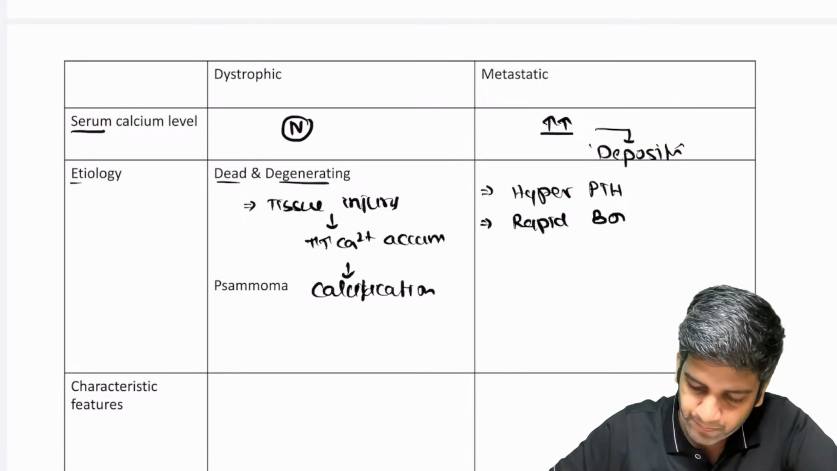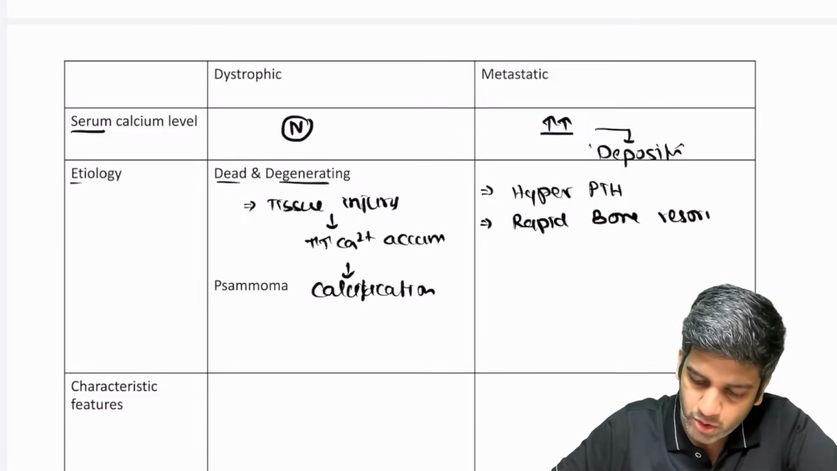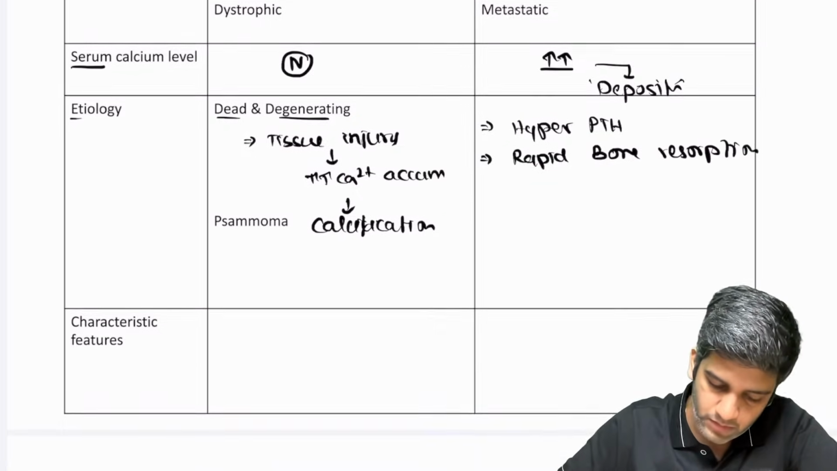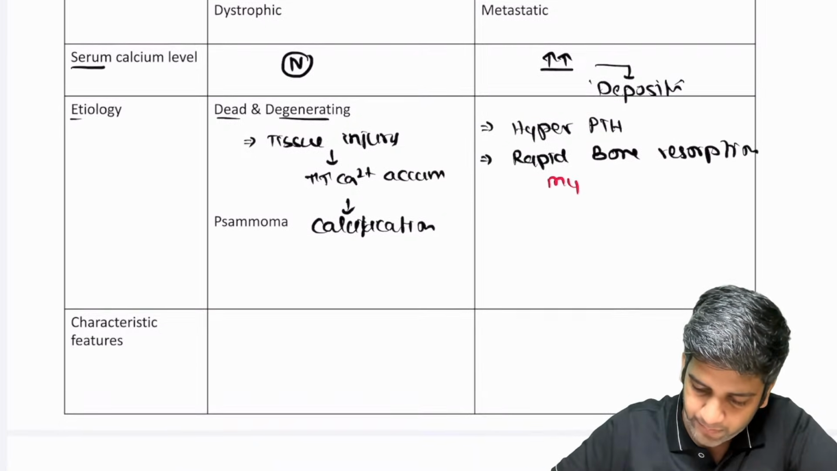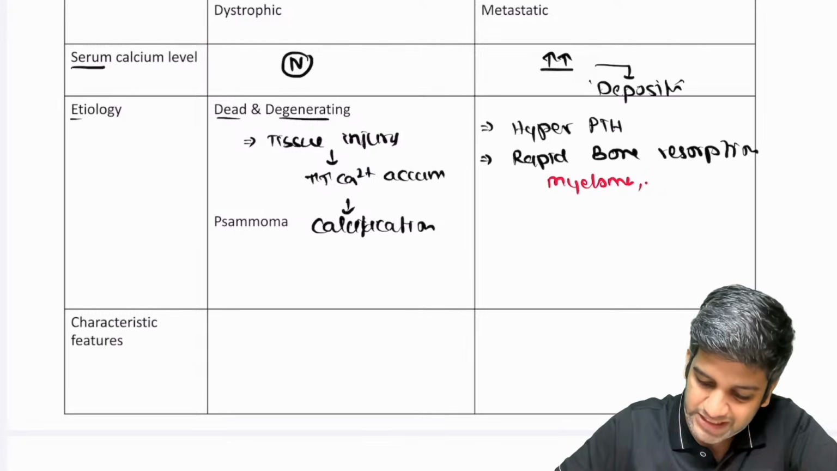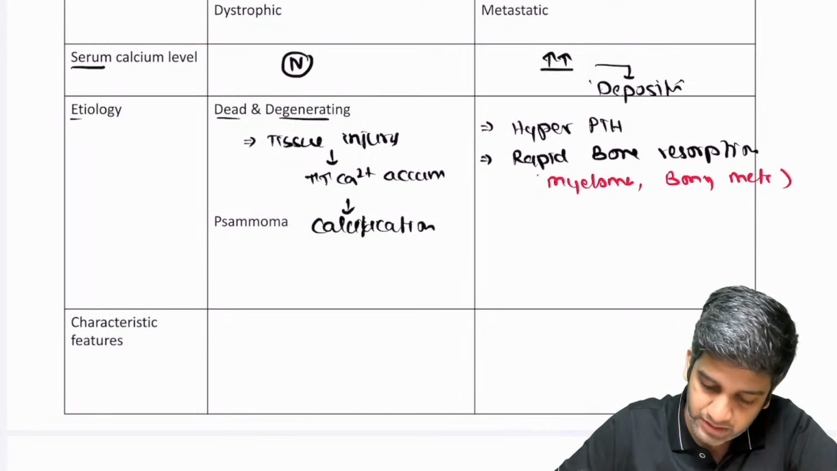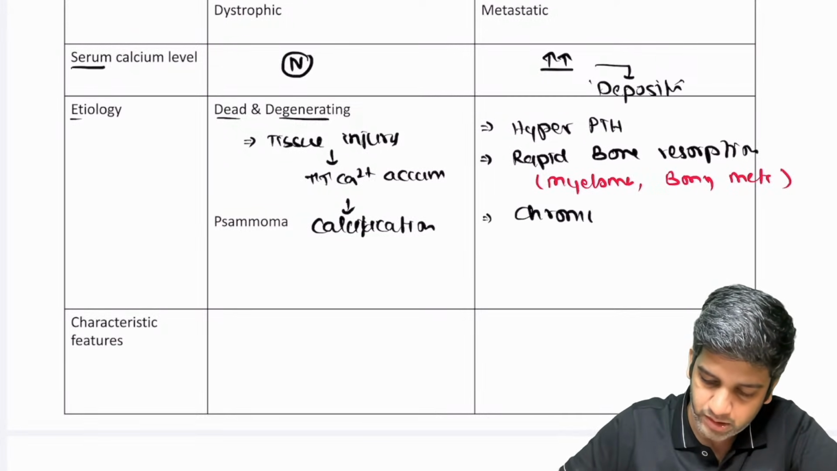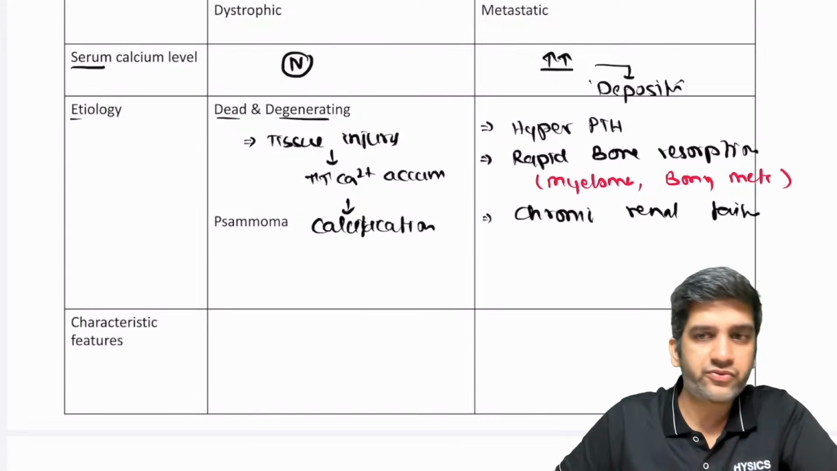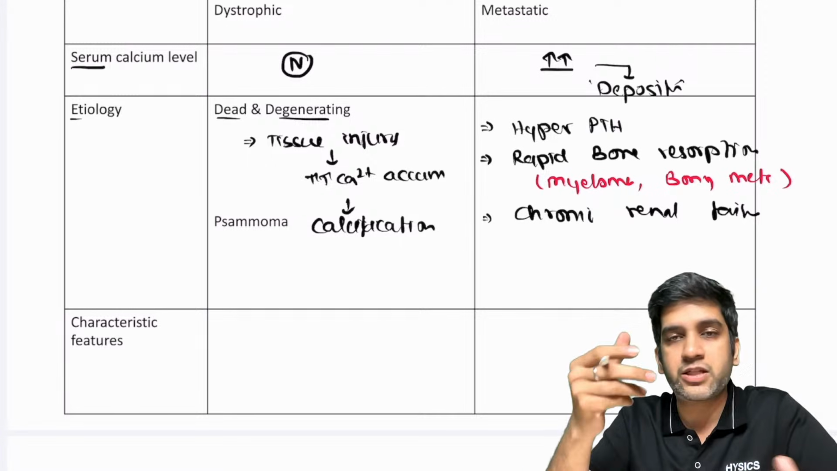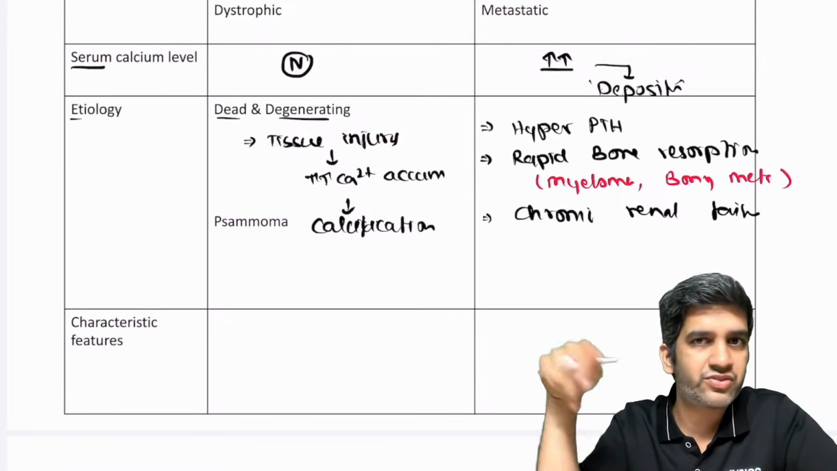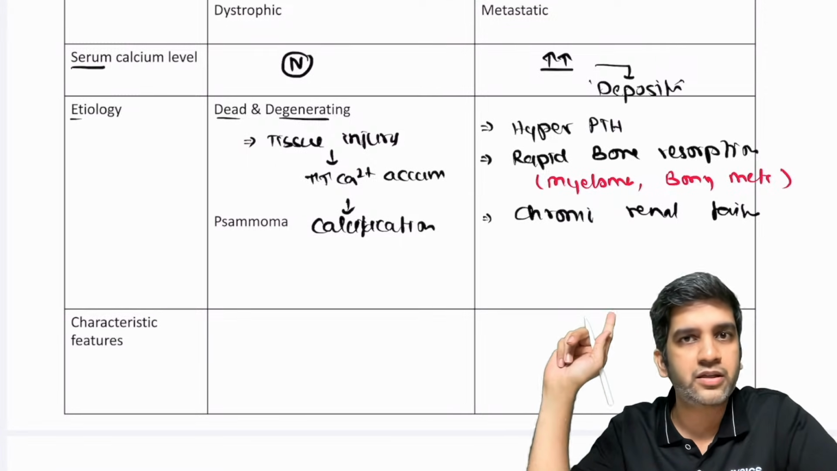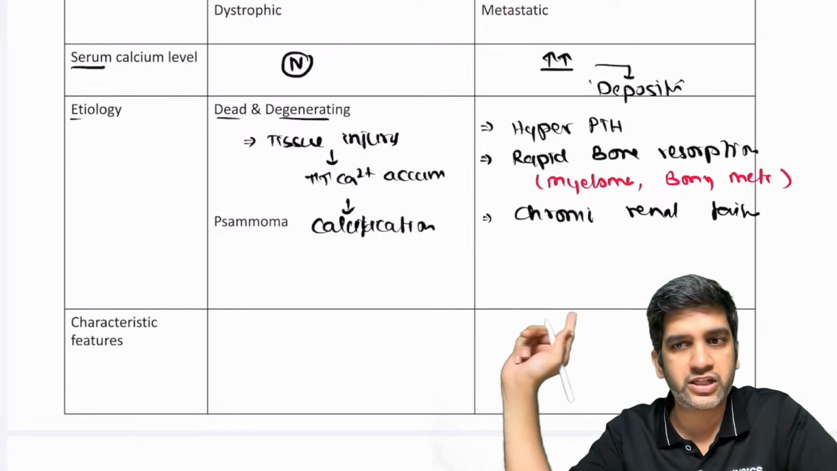Rapid bone resorption. So for rapid bone resorption, you have myeloma, multiple myeloma, bony metastasis. Again, they have rapid bone resorption. That will be a concern, right? Then chronic renal failure. In chronic renal failure, there's a problem with the excretion of phosphate and calcium, which results in secondary hyperparathyroidism, which also results in more elevated calcium levels, which causes the deposition, right?